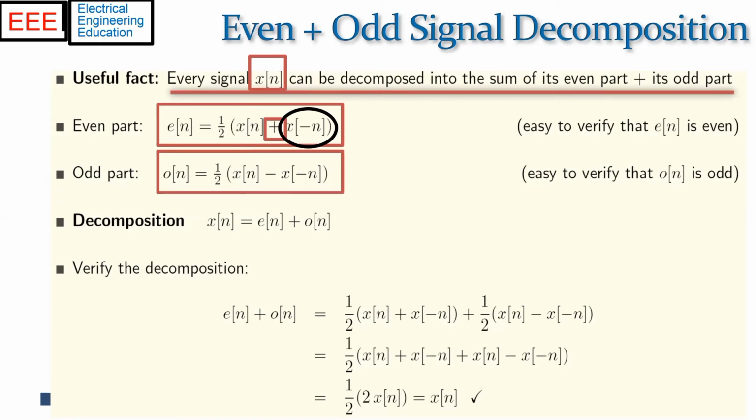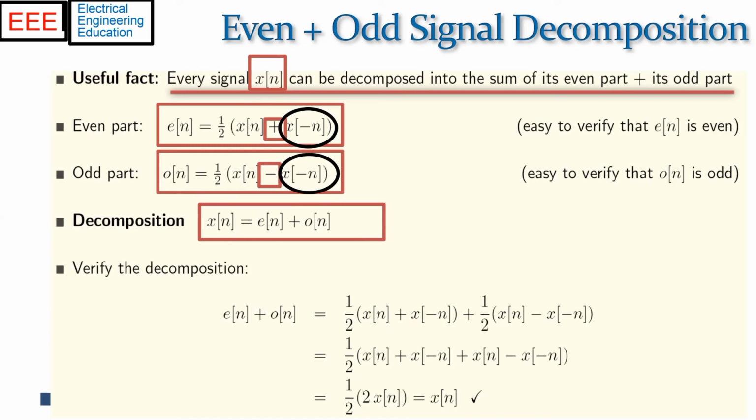There's actually even a formula that, given a signal x of n, we can create its even part via this formula. The signal e of n, the even part of x of n, is we just add the signal to the signal that has been time flipped, as we'll see with some pictures in a moment. And then we just normalize by dividing by 2. To create the odd part, we do almost the same thing. We take the signal, but instead of adding its time-flipped counterpart, we subtract its time-flipped counterpart. And again, we normalize.